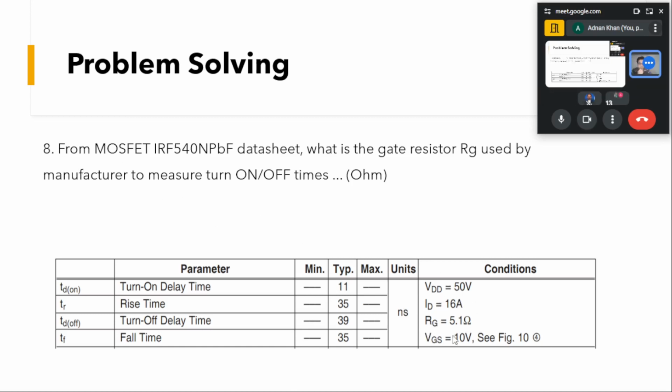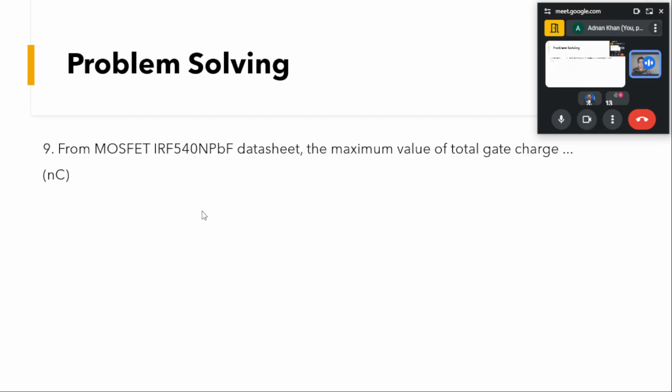So the answer to this question is RG equal to 5.1 ohm. You just have to download the data sheet and look for this RG value, because it's asking what is the RG value being used by this manufacturer.